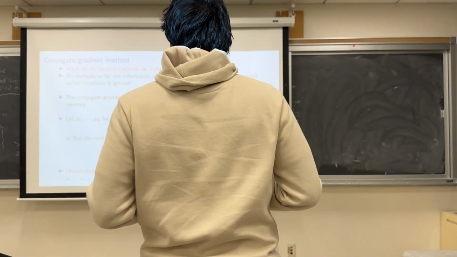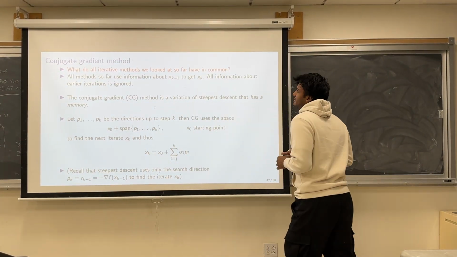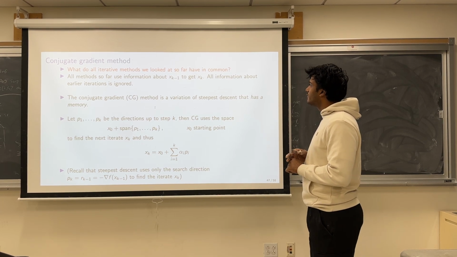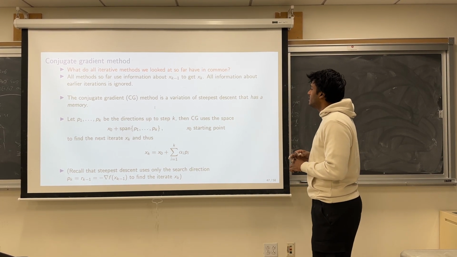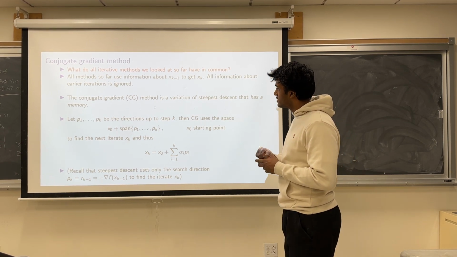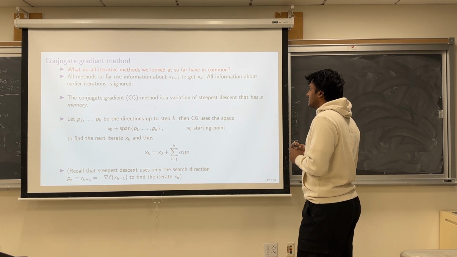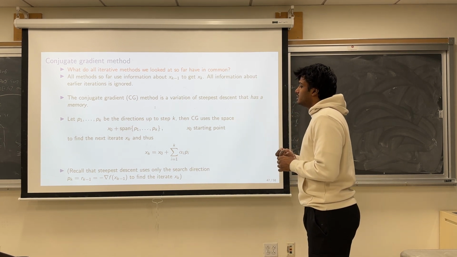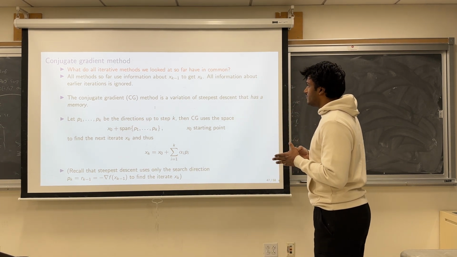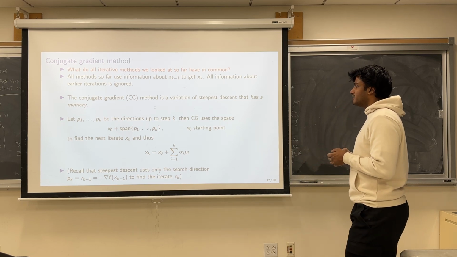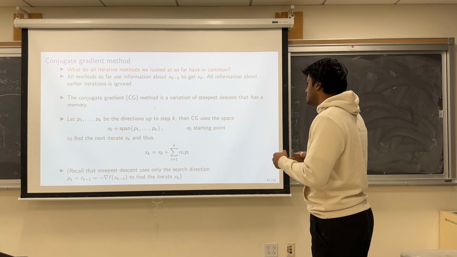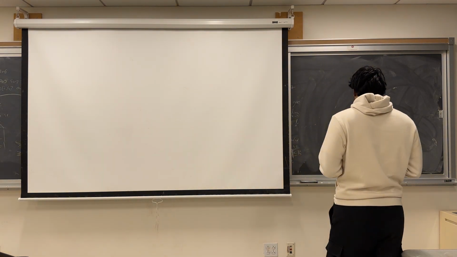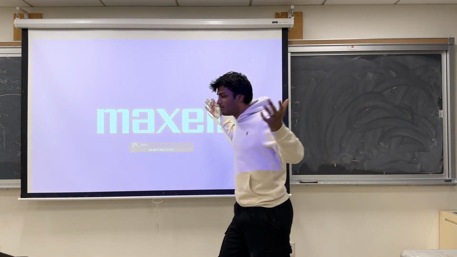I'm going crazy. So what do all iterative methods we looked at so far have in common? All methods so far use information about xk minus 1 to get xk. All information about earlier iterations is ignored. The conjugate gradient method is a variation of steepest descent that has a memory. So steepest descent with a memory. Let P1 to Pk be the directions up to step k, then CG uses the space for the next iterate. So, what?